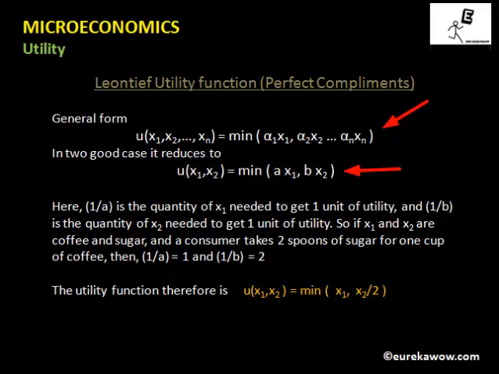So substituting these values in the equation, u x1 comma x2 equals minimum a x1 comma b x2, we get the utility function as shown here. Since 1 by a equals 1, therefore a is also equal to 1, and since 1 by b equals 2, therefore b is equal to half. So we should be very careful while we are writing the utility functions. In case of Leontief utility function, we should be very careful with the coefficients that we attach to x1 and x2.